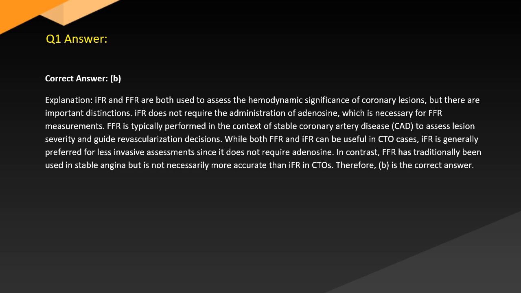Answer. Correct answer: B. Explanation. iFR and FFR are both used to assess the hemodynamic significance of coronary lesions, but there are important distinctions. iFR does not require the administration of adenosine, which is necessary for FFR measurements. FFR is typically performed in the context of stable coronary artery disease (CAD) to assess lesion severity and guide revascularization decisions. While both FFR and iFR can be useful in CTO cases, iFR is generally preferred for less invasive assessments since it does not require adenosine. In contrast, FFR has traditionally been used in stable angina, but is not necessarily more accurate than iFR in CTOs. Therefore, B is the correct answer.